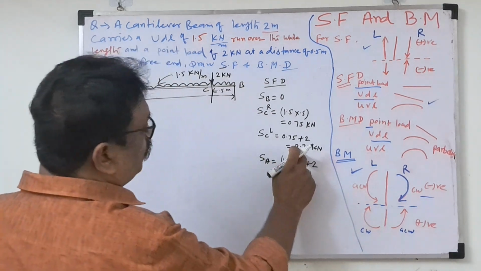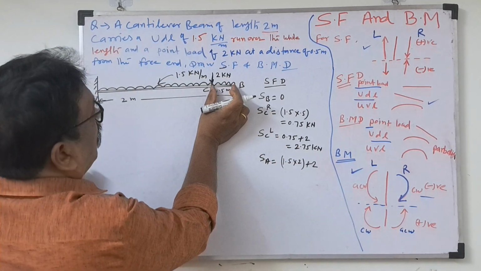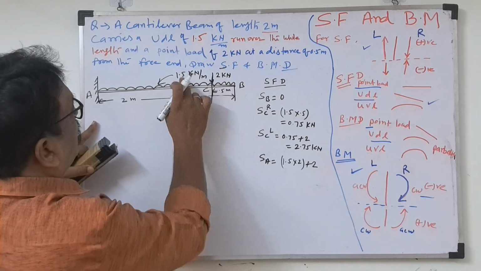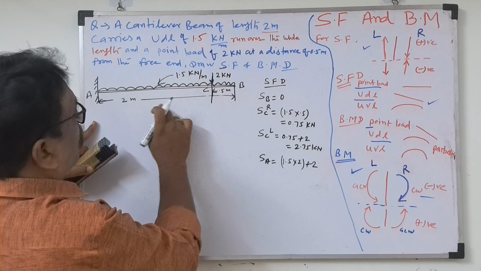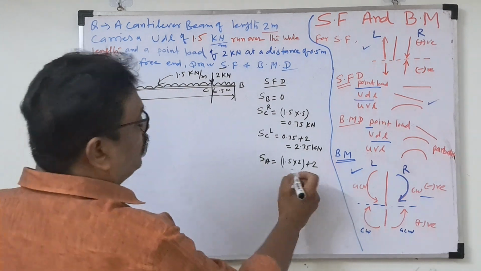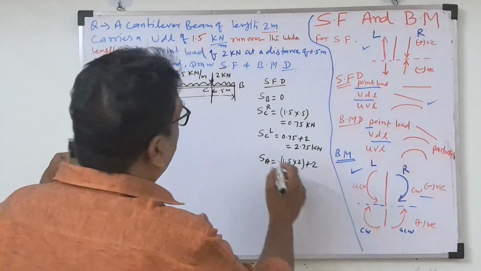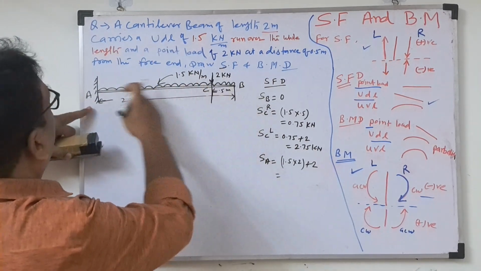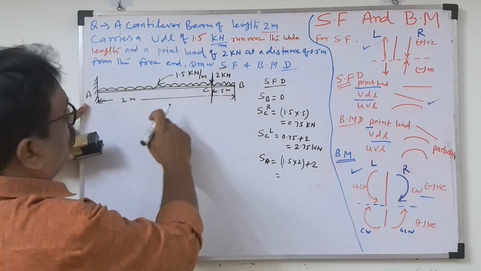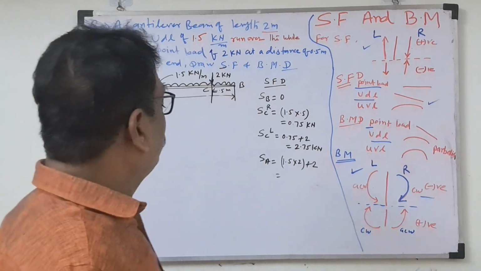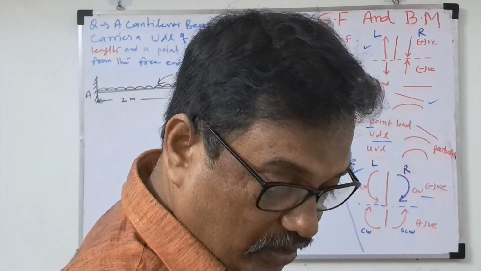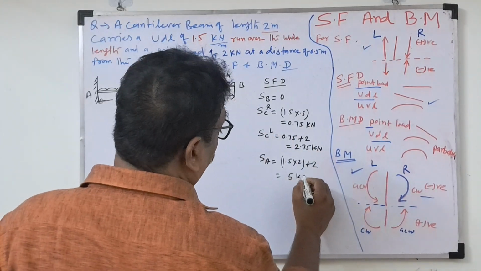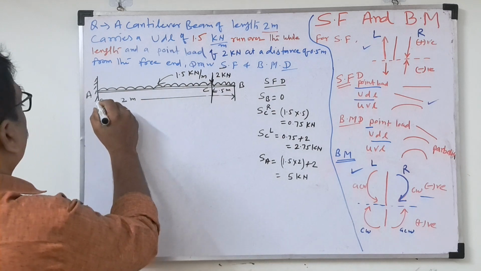If we take 2.75, that is up to point C, then from C again we have to multiply 1.5 into 1.5, and the same answer will come. So here, with the entire UDL, we take the entire load: 1.5 into 2 plus 2. This will be the shear force at point A. The calculation gives 5 kilonewton. So how do we draw it now? You see.